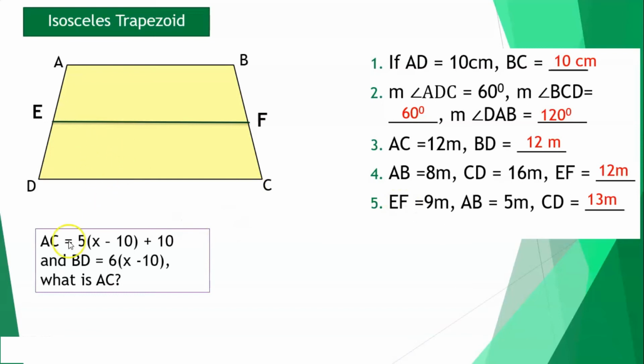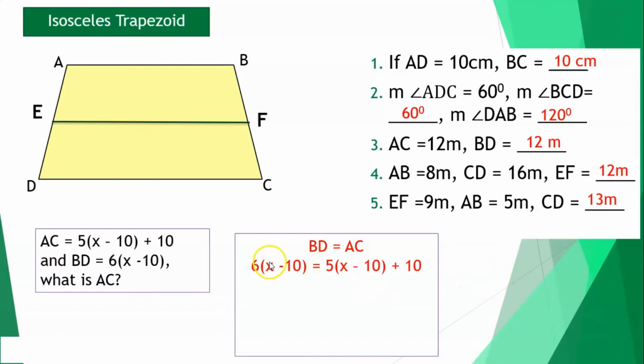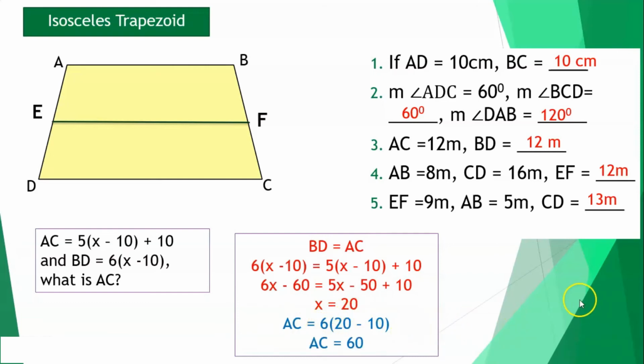Okay, another. Now, if AC here is 5x minus 10 plus 10, and BD here is 6x minus 10, how long is AC? Take note, BD and AC are congruent because they are diagonals of an isosceles trapezoid. Substituting, we'll get this, and simplifying, we will get 6x minus 60, 5x minus 50 plus 10. Simplifying further, 6x minus 5x, that's x. Negative 50 plus 10, that's negative 40. Plus 60, so that would be 20. To find AC, 6 times 20 minus 10, that would be 60. Take note of that.